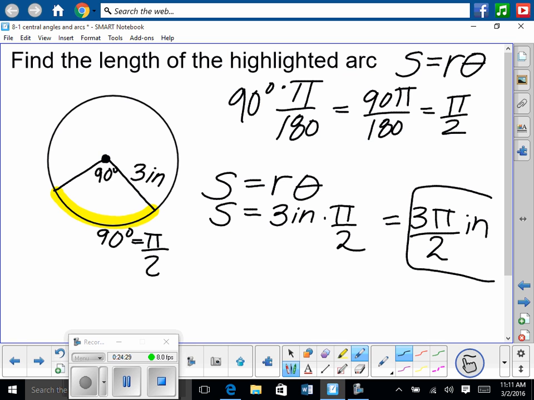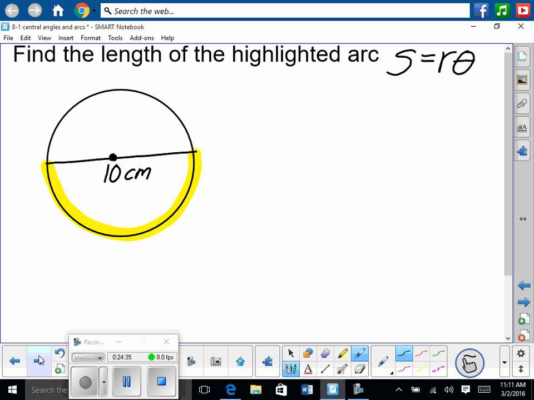3 pi is more than a full circle. Right. 3 pi is more than a full circle. You're correct.